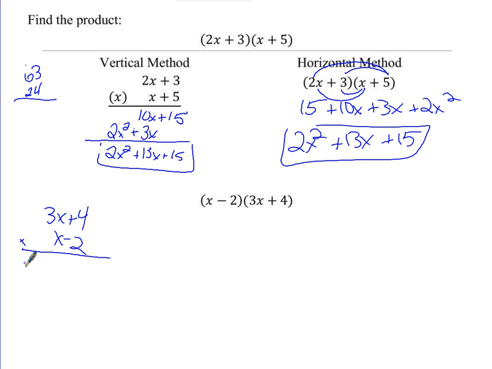Negative 2 times 4 is negative 8. Negative 2 times 3x is negative 6x. And then we switch. X times 4 is 4x. And where do I write that? Underneath the negative 6x, yeah. So 4x. And then x times 3x. So 3x squared, and that's a plus 4x there. So then I draw my line and I add these things together.